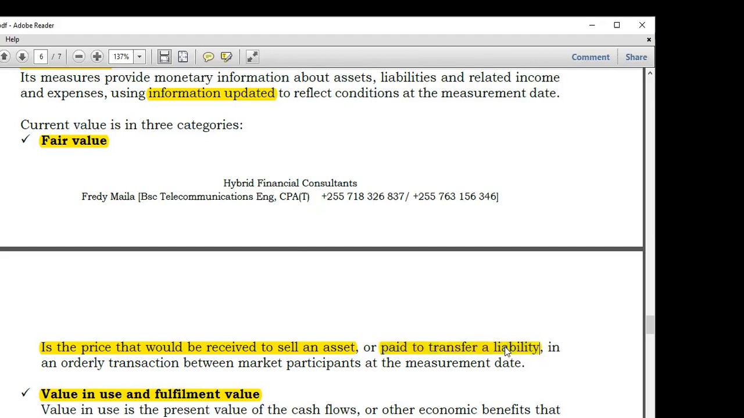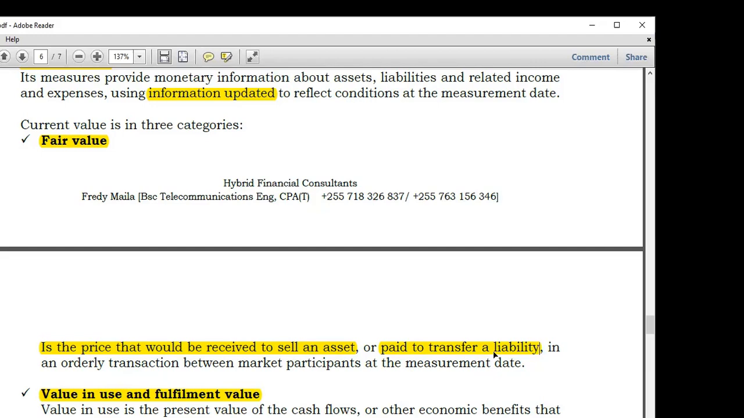You know, if you have a liability, the only way to extinguish the liability is to pay, right? Now you have to understand, I do not mean here to actually pay. We mean to transfer a liability. You know, there might be a difference between transferring a liability and paying a liability.